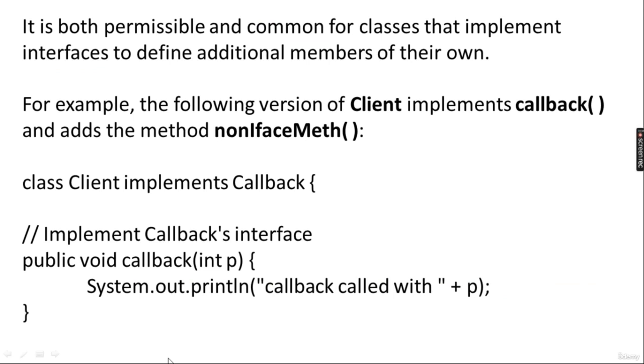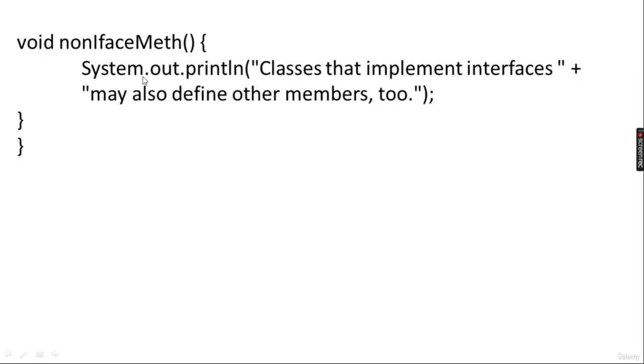It is both permissible and common for classes that implement interfaces to define additional members of their own. So whatever classes are implementing a particular interface, they can add their own member variables and member functions. The following version of Client implements Callback and adds a non-interface method, which is its own method. Class Client implements Callback, public void callback with a parameter, printing callback called with p. Classes that implement interfaces may also define other members too. So it is allowed in that case.